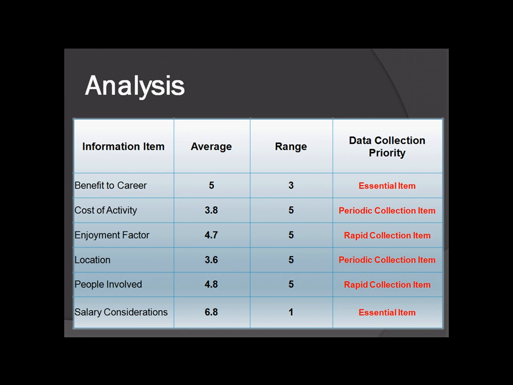For the decisions we were considering, you can see that benefit to career and salary considerations were essential items because they had a small range and high average rating. The enjoyment factor and people involved were rapid collection items because they had a high average but a wide range as well. The cost and location were periodic collection items because they had a low average but wide range. There were no low priority information items. Using these priority considerations will allow the decision maker to collect information most efficiently and allocate resources properly by assessing where and when they are most needed.